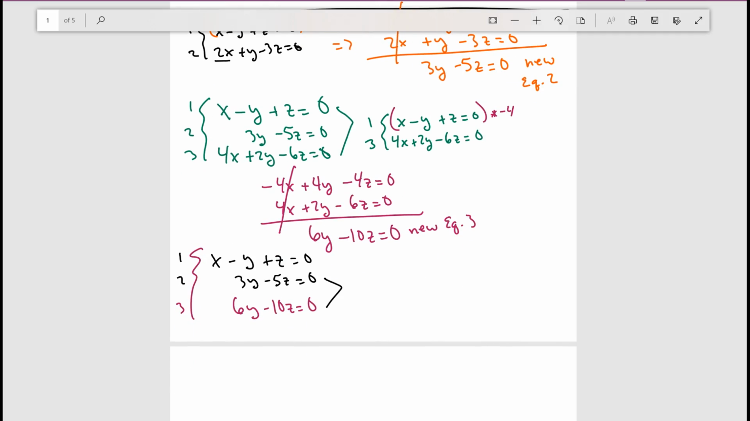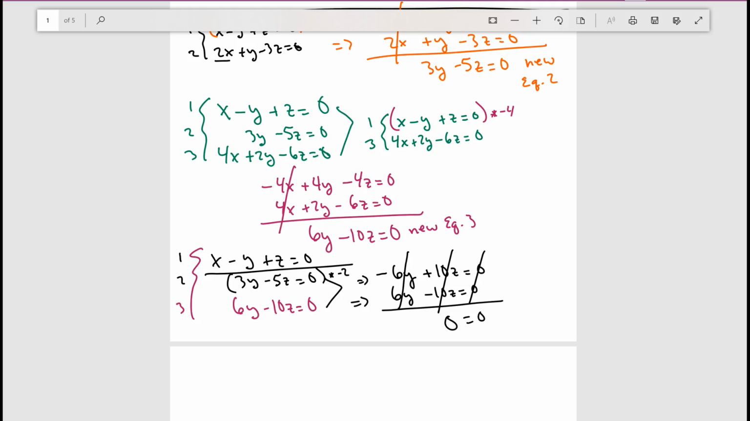Okay, so right now what I can see is that I can multiply the top one by a minus 2. That's going to give me negative 6y plus 10z equals 0. And then 6y minus 10z equals 0. The second one didn't change. Now, if you notice, as I've said, this is going to be infinitely many, because you got 0 equals 0. So we got an identity, infinitely many.